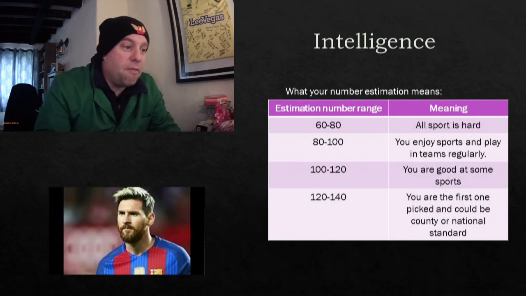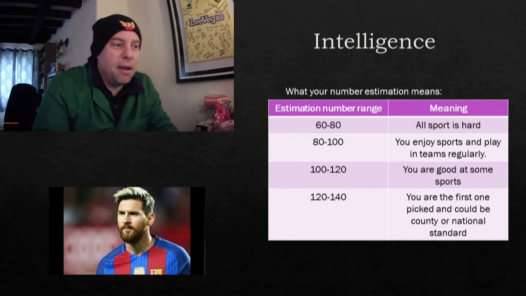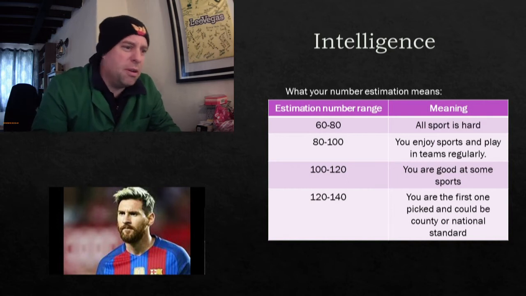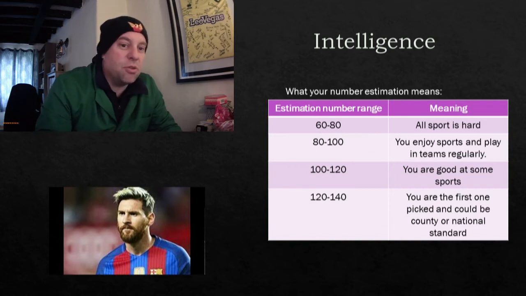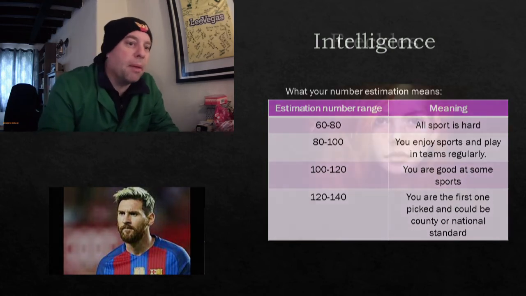Sporting is similar. I've put the epitome of sporting brilliance in my head, which is Lionel Messi. All sport is hard: if every time you try a sport you fall over and miss the ball, you're between 60 and 80. If you enjoy sport, but you're never quite in that top team, you're between 80 and 100. If you're good at all sports and a member of most teams, you're between 100 and 120. And if you're like that sporting star, then you're between 120 and 140. If you're at 140, you're playing national standard, representing your country in something.